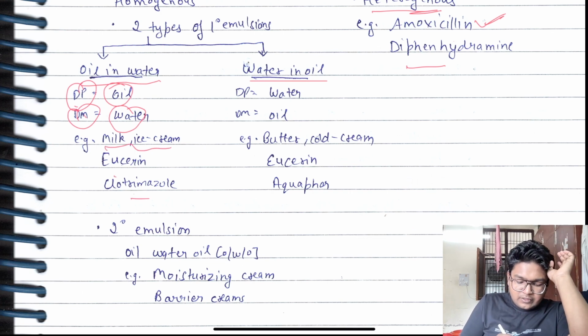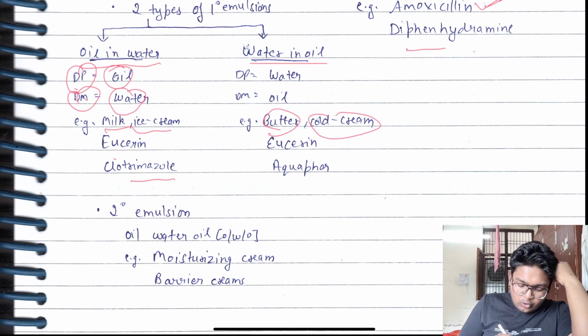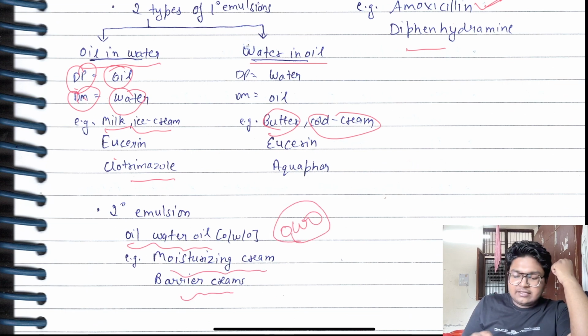Examples: milk, ice cream, clotrimazole. The examples are butter and cold cream. In secondary emulsions, we have oil, water, oil, OWO. Moisturizing cream, vanishing cream, etc.